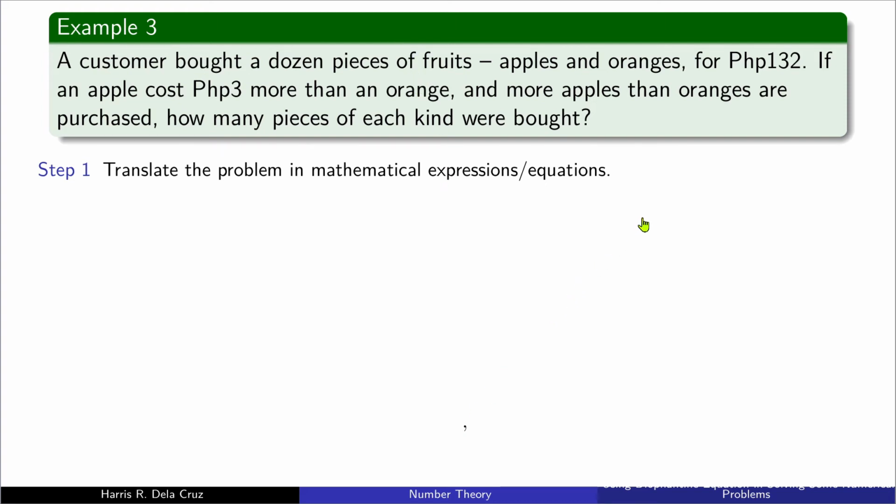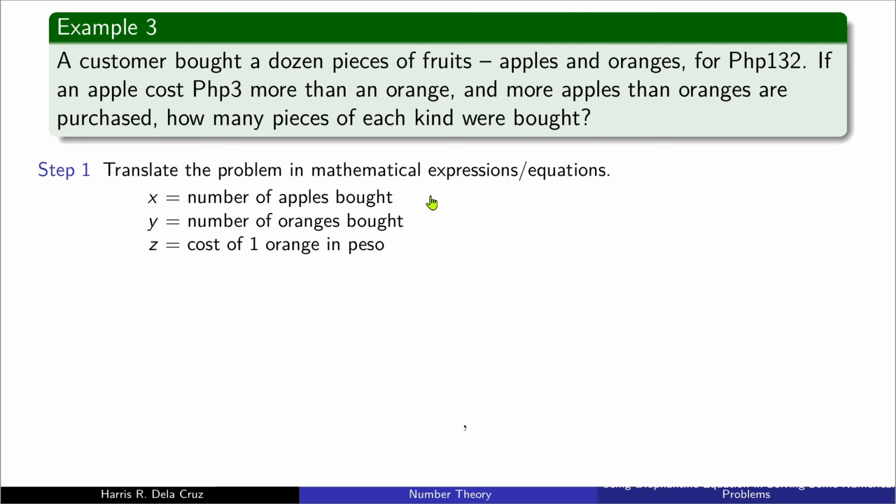So gamit tayo ng variable. Ano ba yung mga unknown? Hindi natin alam kung ilang apple or ilang orange yung binili. Hindi rin natin alam kung magkano yung apple or kung magkano yung orange. So, yun yung mga unknown natin. So, let x be the number of apples bought. Let y be the number of oranges bought. Let c be the cost of an orange. So, c plus 3, the cost of an apple.